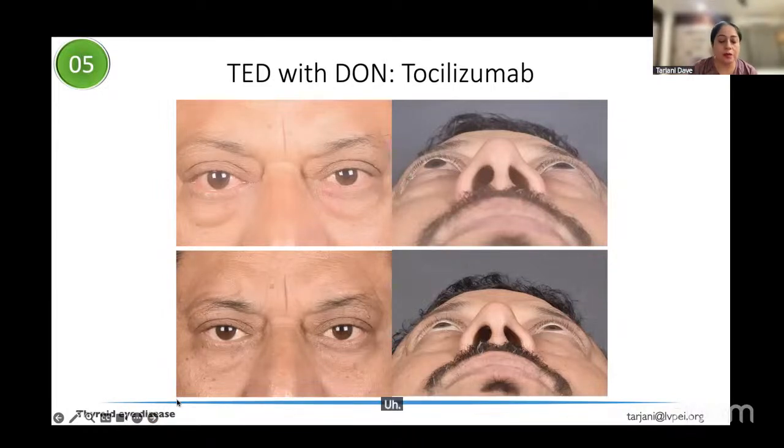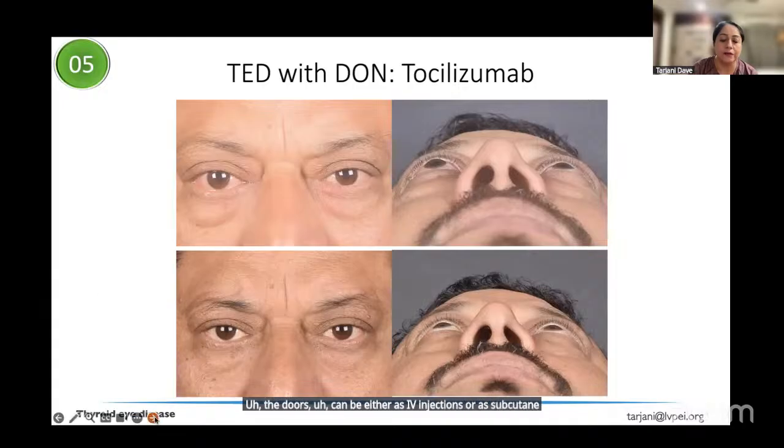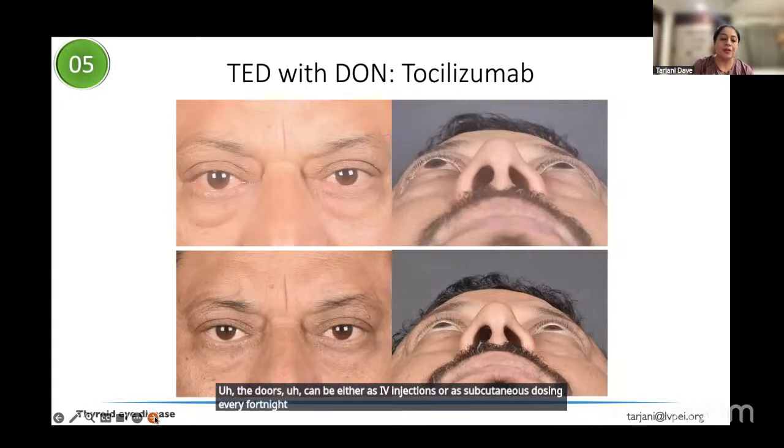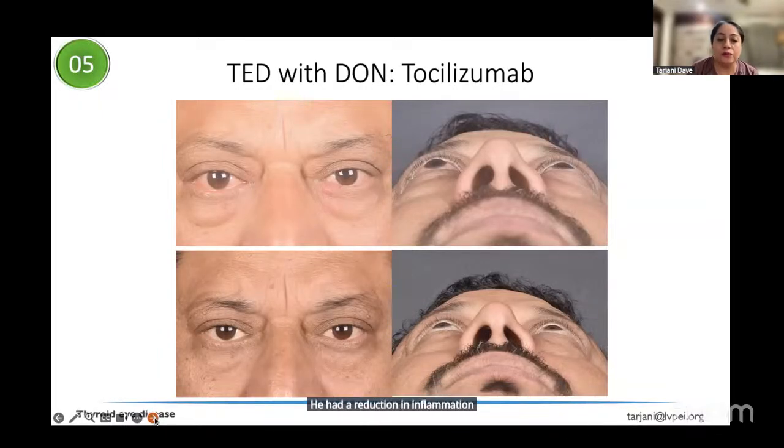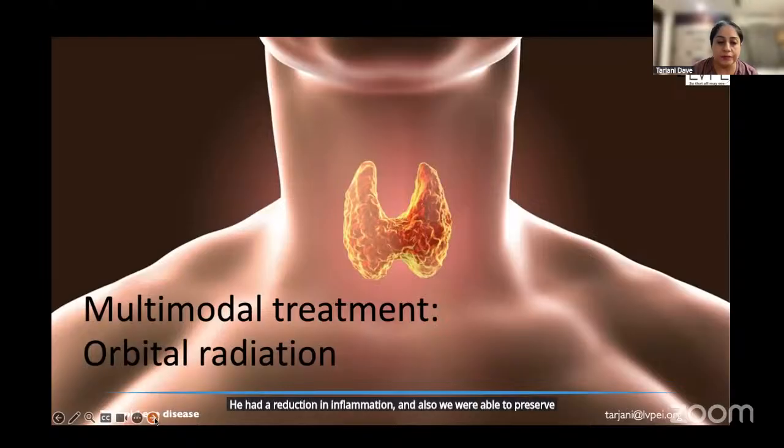The dose can be either as IV injections or as subcutaneous dosing every fortnight, and about 8 to 10 infusions are typically planned for these patients. He had a reduction in inflammation, and also we were able to preserve his sight.